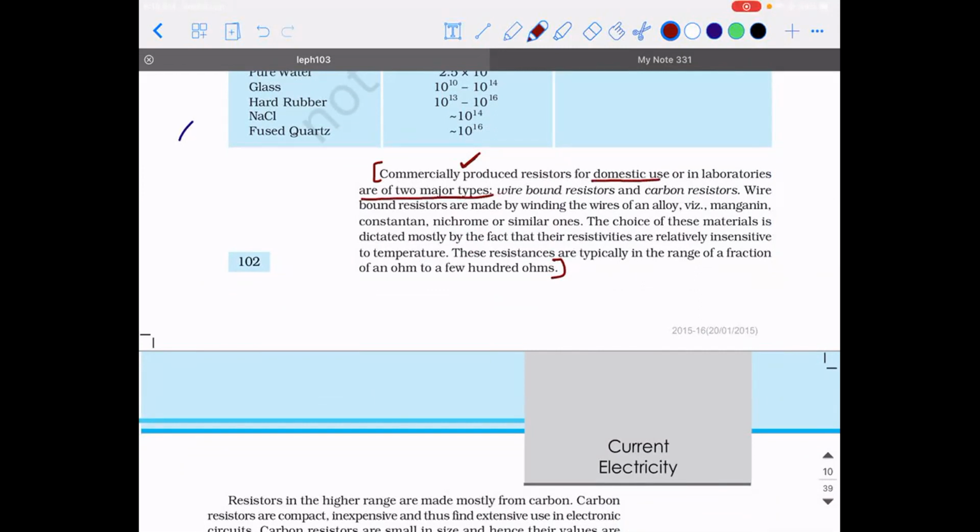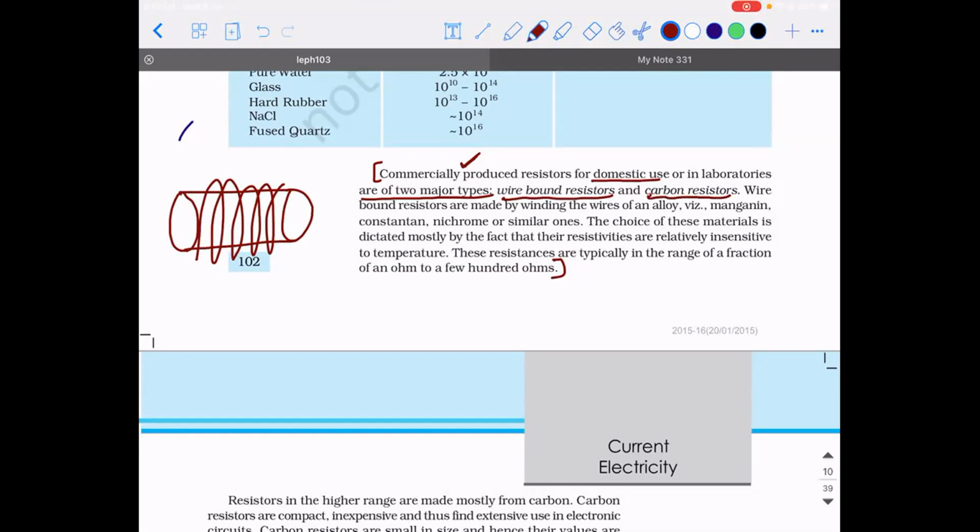Okay, one is called a wire-bound resistor. Wire-bound resistor means, have you guys ever seen a rheostat? The rheostat will generally be in the form of a cylinder. Around this, if there is a wire like this, this is what we call a wire bound resistor. To put it in simple terms, if you take a copper wire and wind it in the form of a coil, you can call it a wire bound resistor. And the next one is called the carbon resistors.